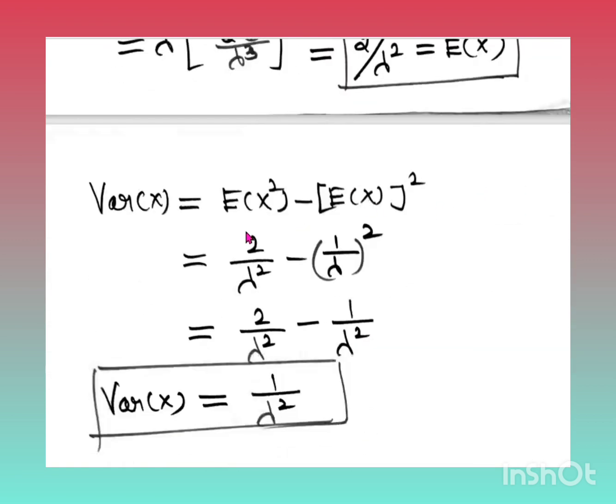So the variance of x is equal to the expectation of x square minus the expectation of x whole square, which is equal to 2 by lambda square minus 1 by lambda whole square. So 2 by lambda square minus 1 by lambda square is equal to 1 by lambda square. So there are two ways to find the value of the mean and variance.